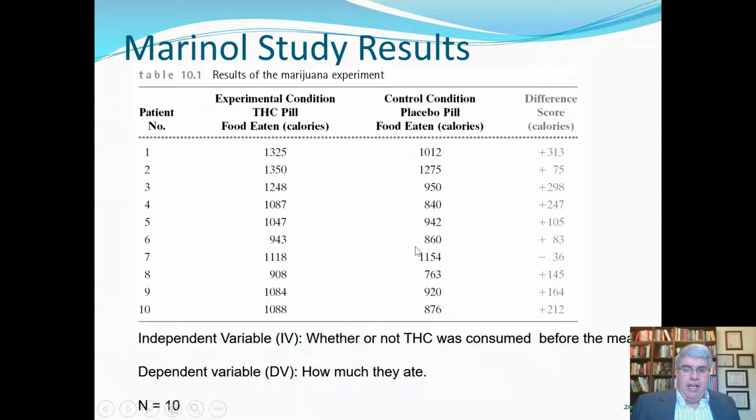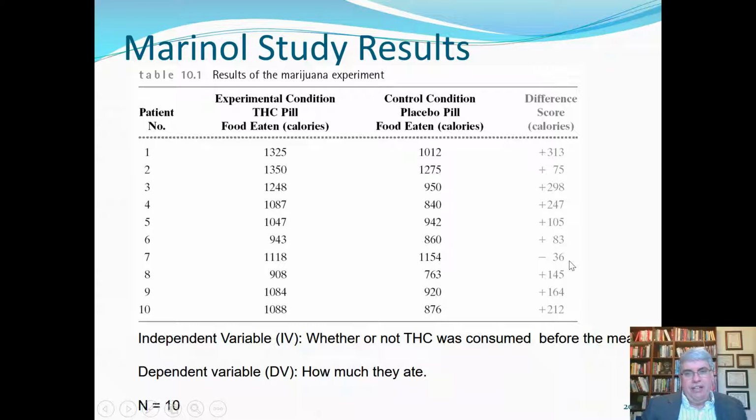So this is an experiment. We're looking at 2 variables. The independent variable is whether THC was consumed before the meal or not, and the dependent variable is how much they ate. We measured that under both conditions, and then we calculated the difference. And so as we can tell, most people ate more with the Marinol. In fact, 9 out of 10 did, but there was 1 that didn't.